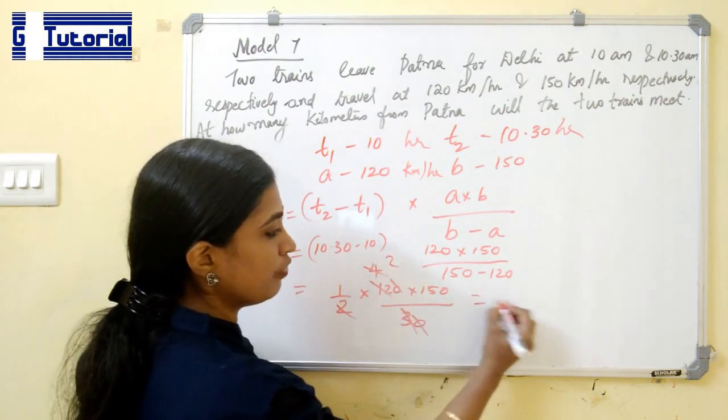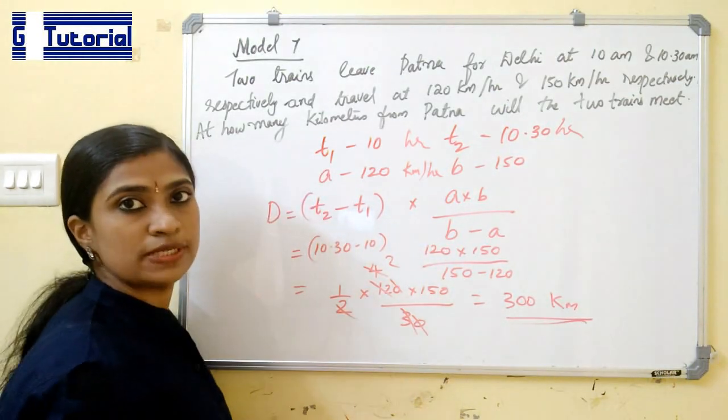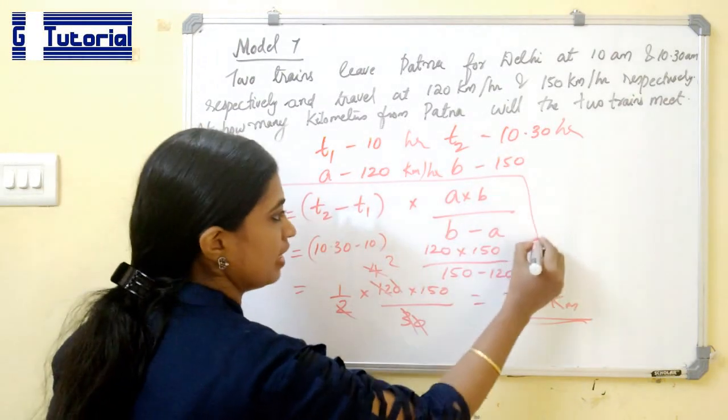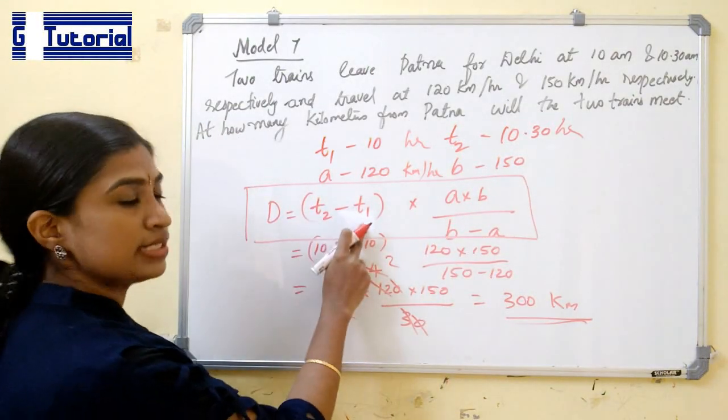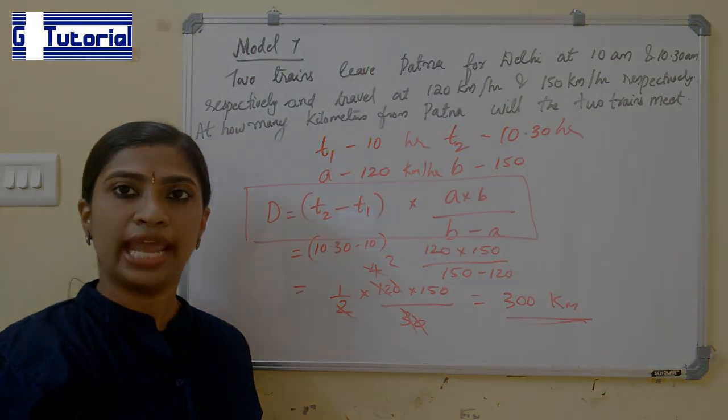So 2 into 150 is 300 kilometers. This is the easiest method to solve this problem. Just learn this by heart: distance from Patna is (T2 minus T1) into A into B by (B minus A). Now we can move on to the 8th model.